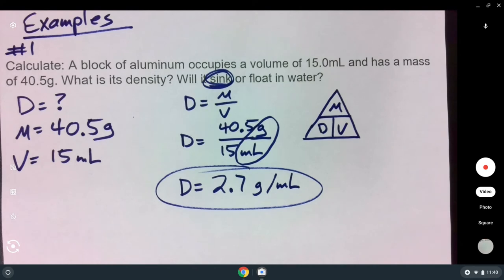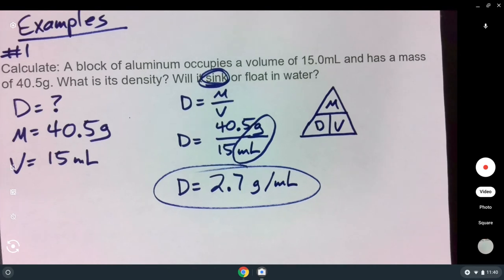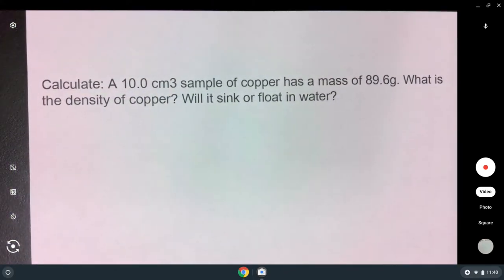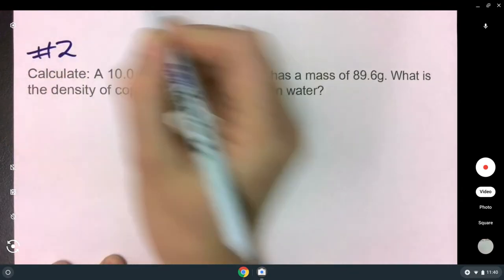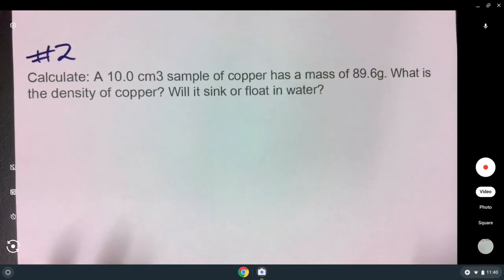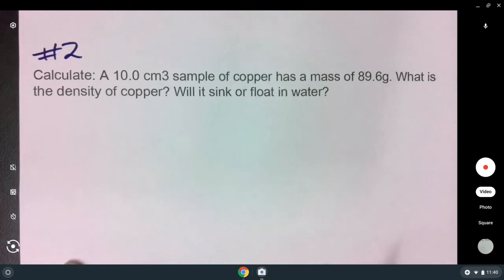Okay. Let's take a look then at problem number 2. So I would draw a line under this one. Here's our problem number 2. Rewrite it if you want. But we've got a 10 centimeter cubed sample of copper with a mass of 89.6 grams. And then it asks, what is the density of the copper? Will it sink or float in water?